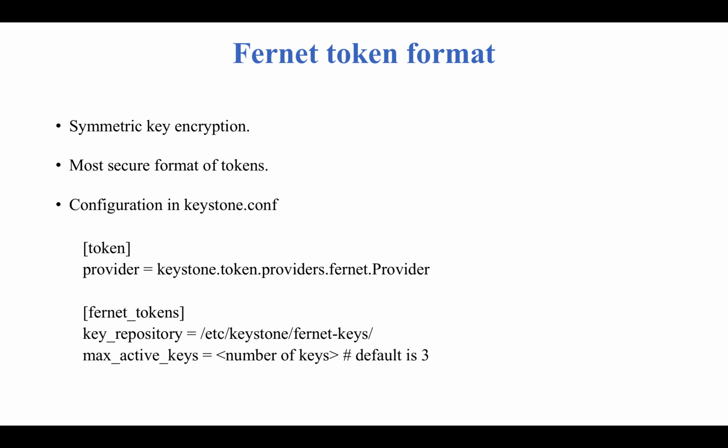Fernet token format uses the same key for encryption and decryption. They are considered to be the most secure format of tokens. The key repository parameter in the Fernet token section in the config file specifies the path where the encryption keys will be saved. The max active keys parameter defines the number of keys that can reside in the key repository.